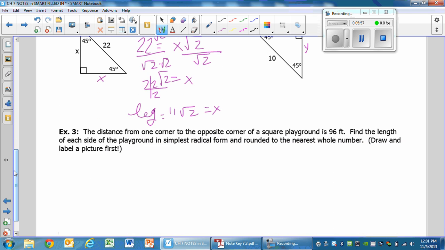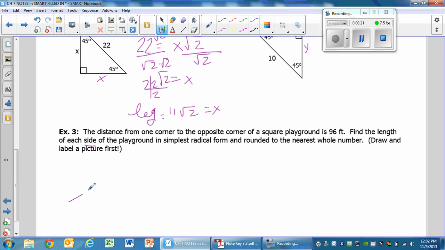Example 3. The distance from one corner to the opposite corner of a square playground is 96 feet. Find the length of each side of the playground in simplest radical form to the nearest whole number. Draw and label a picture first. So let's start with drawing our picture.